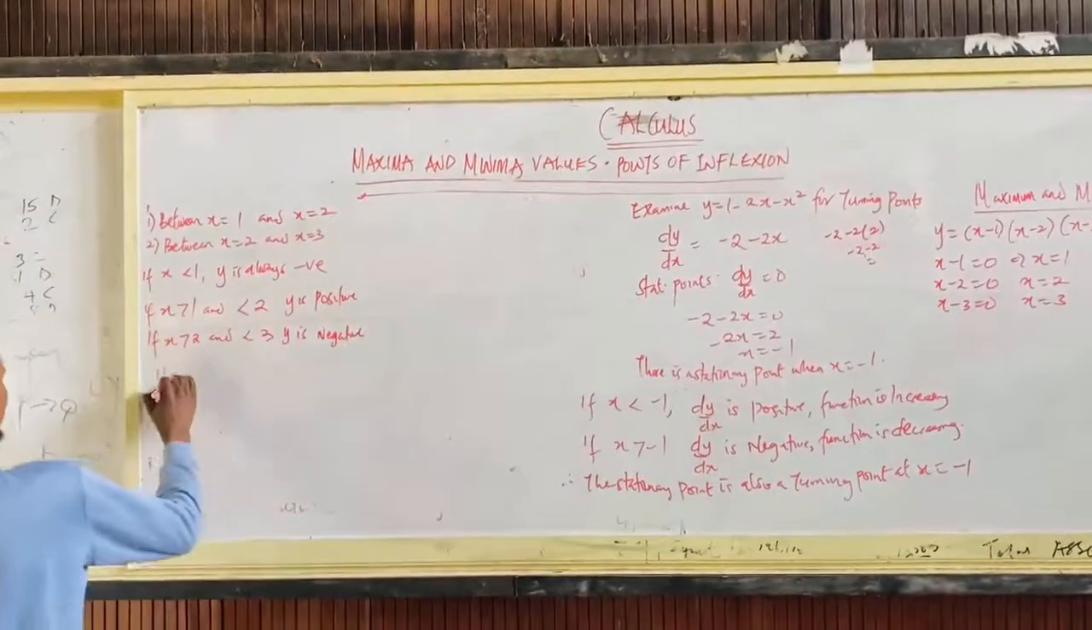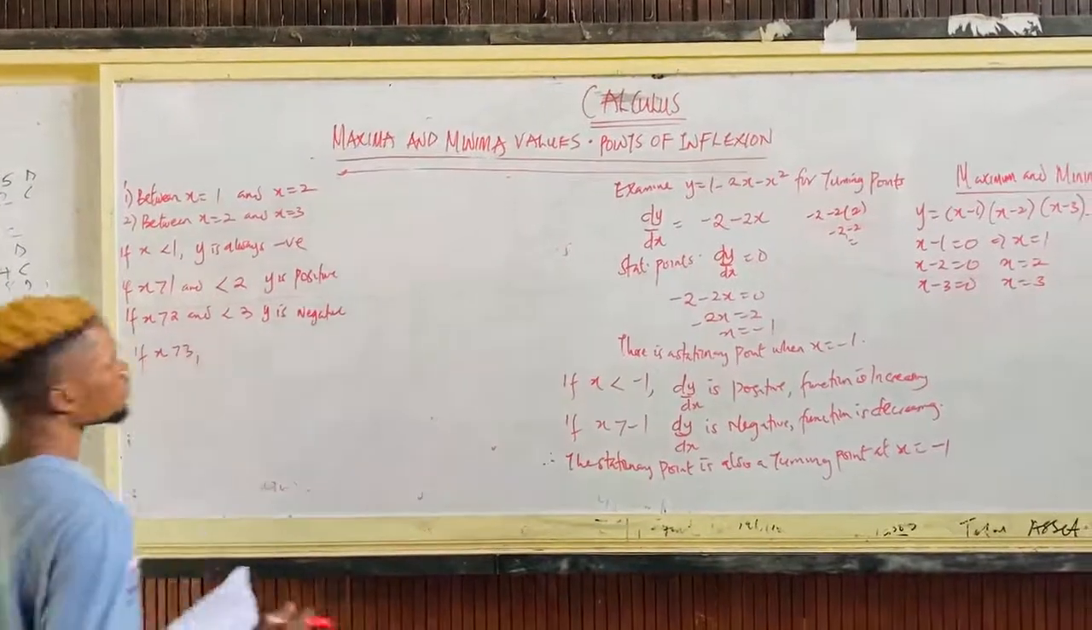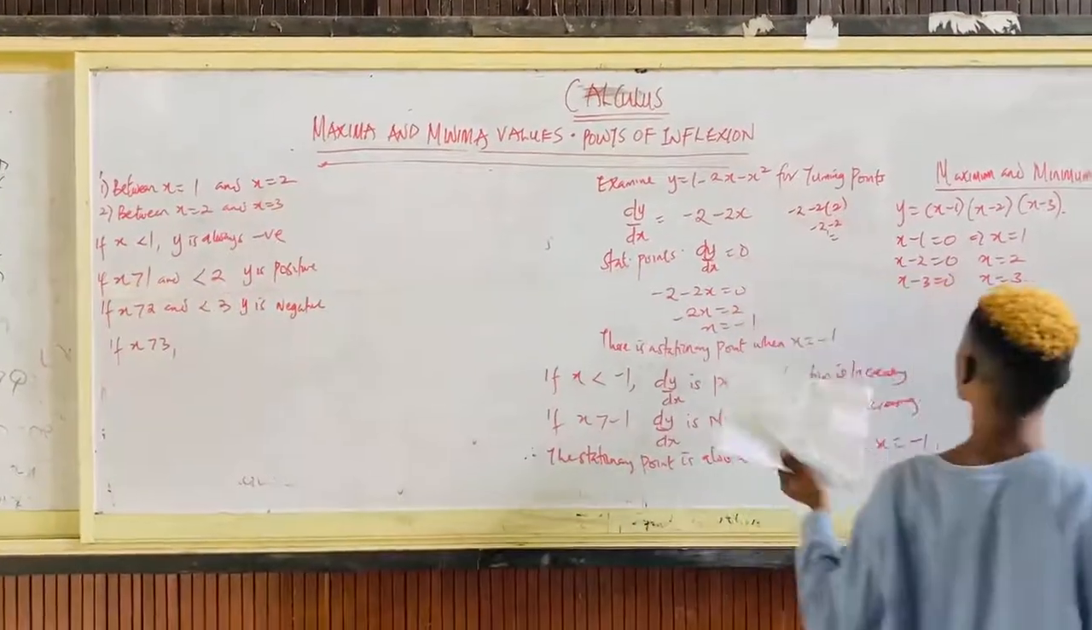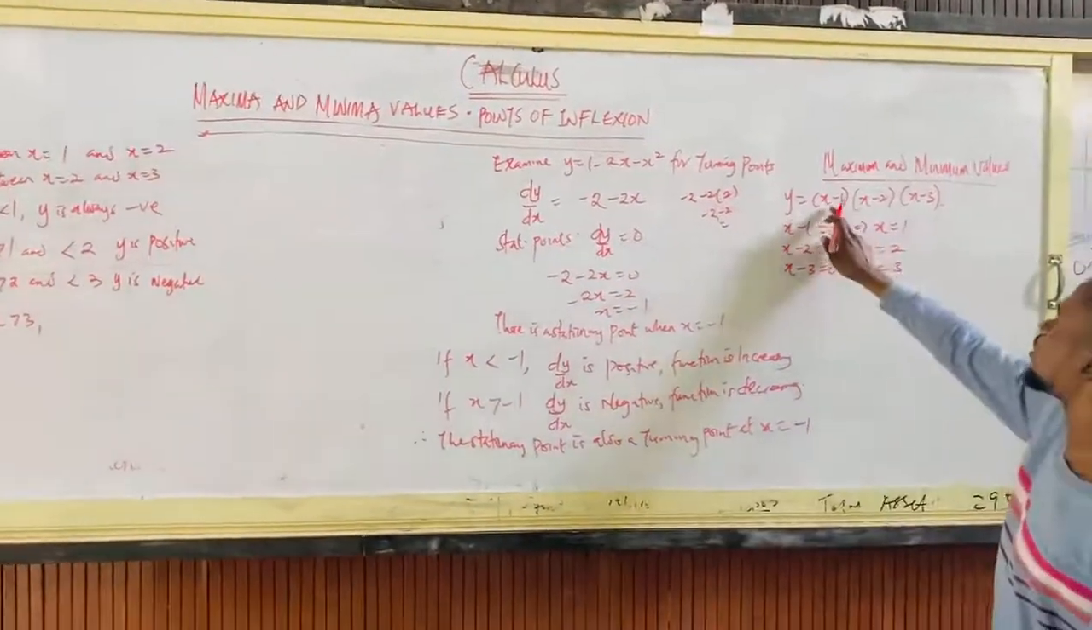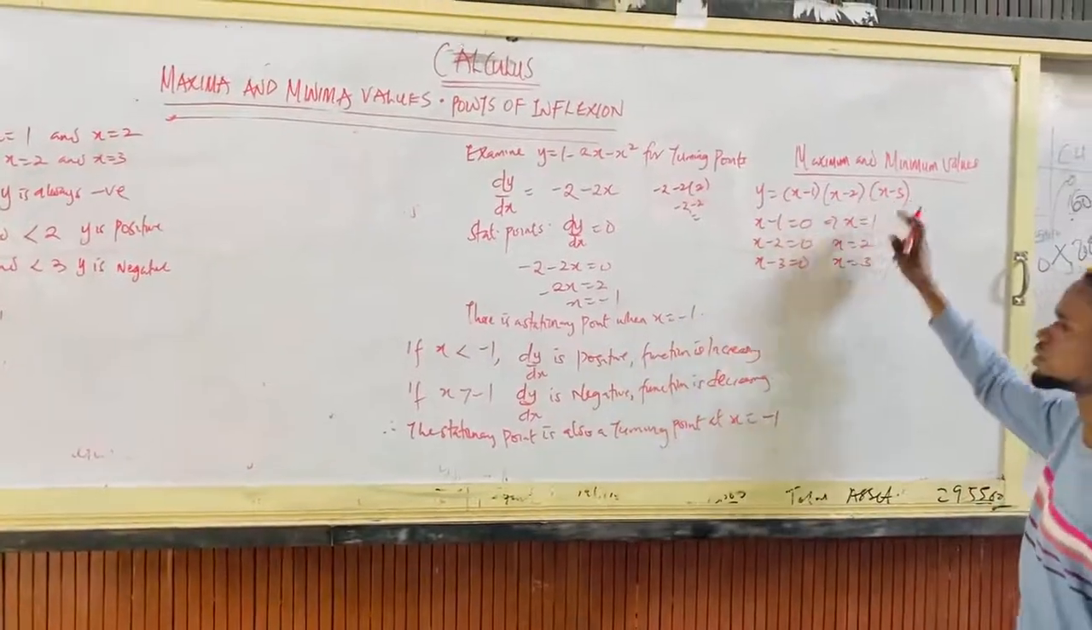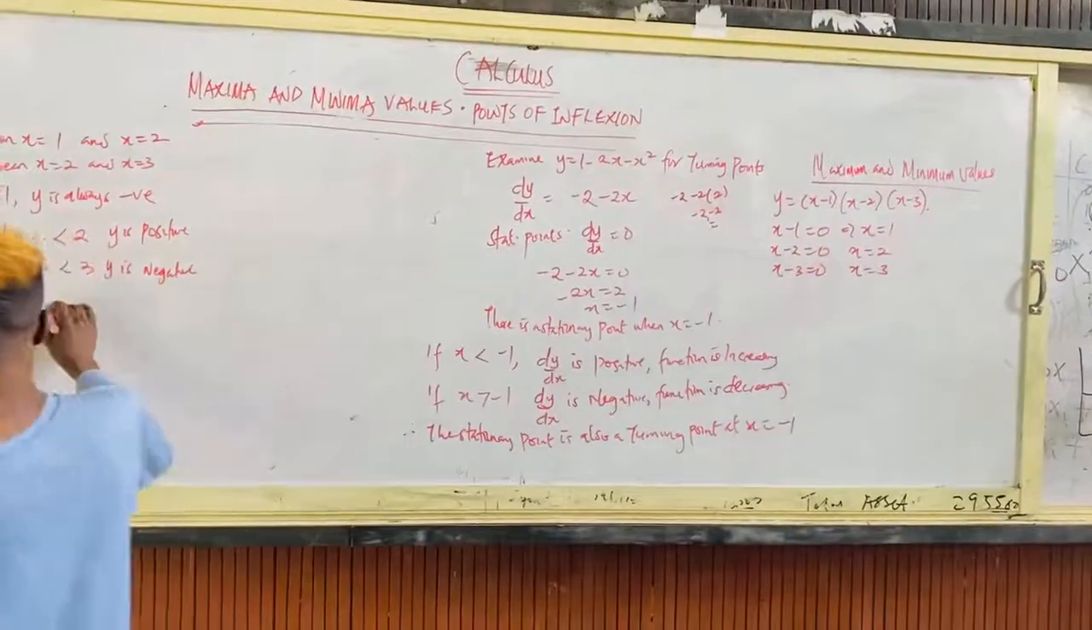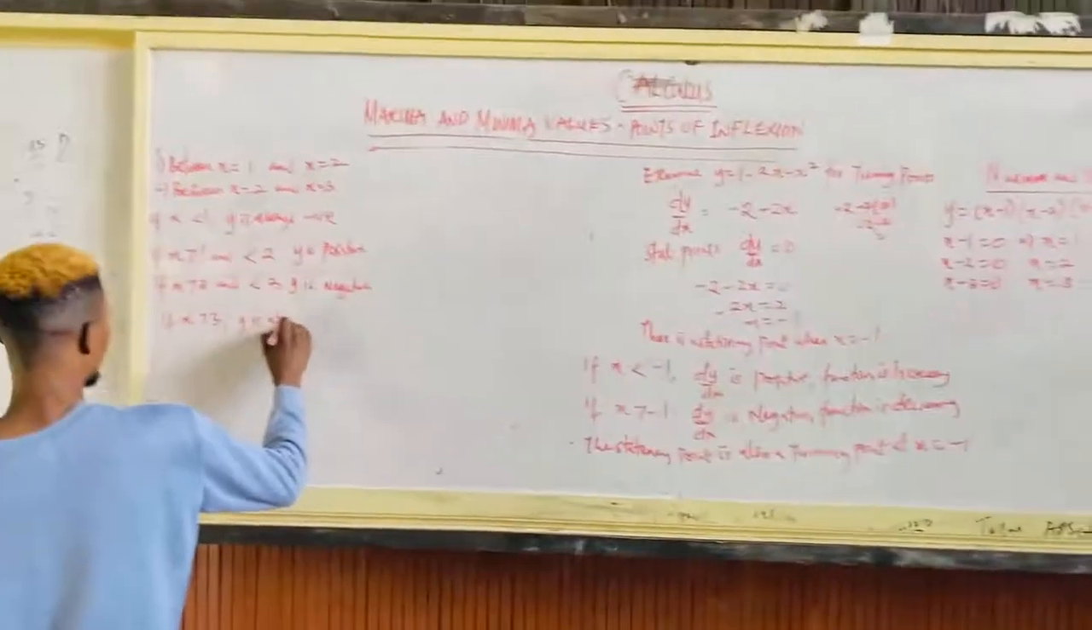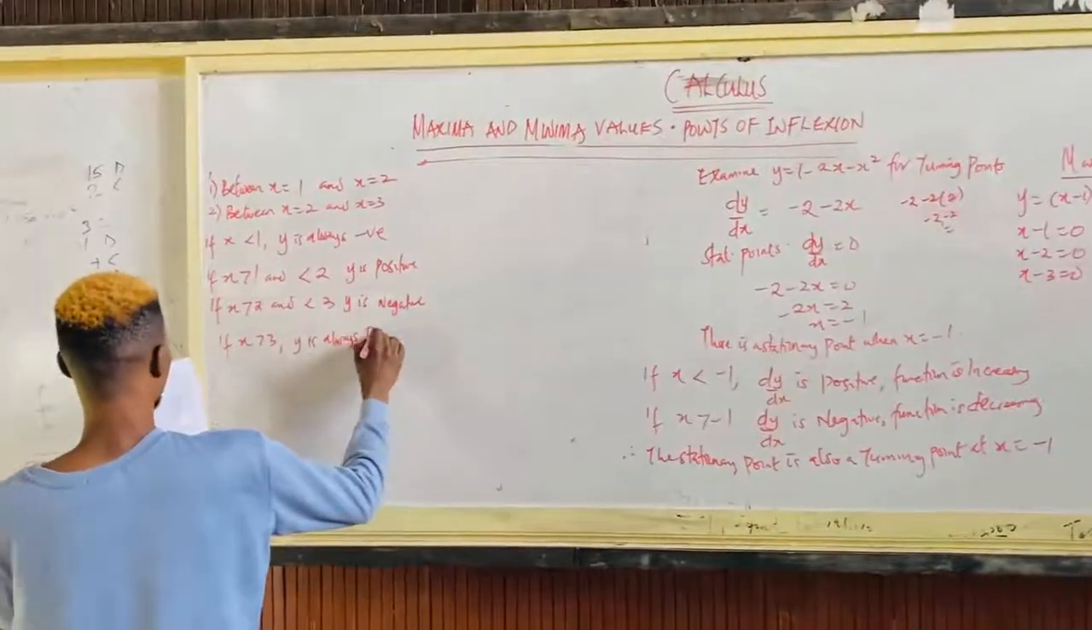So if x is greater than 3, what will happen? Y is always what? Positive. Greater than 3, 4 minus 1, 4 minus 2, 4 minus 3. So y is always positive.